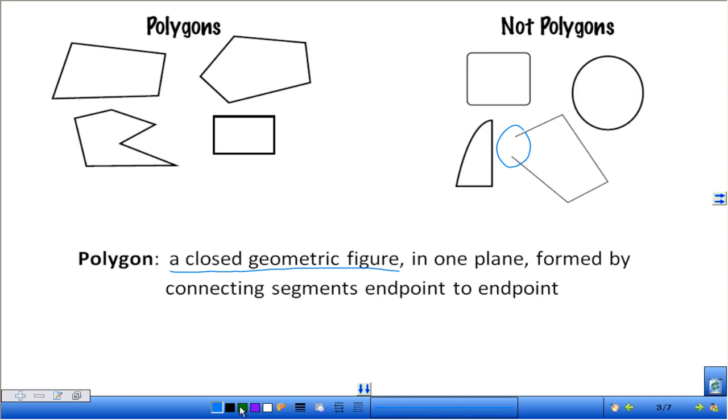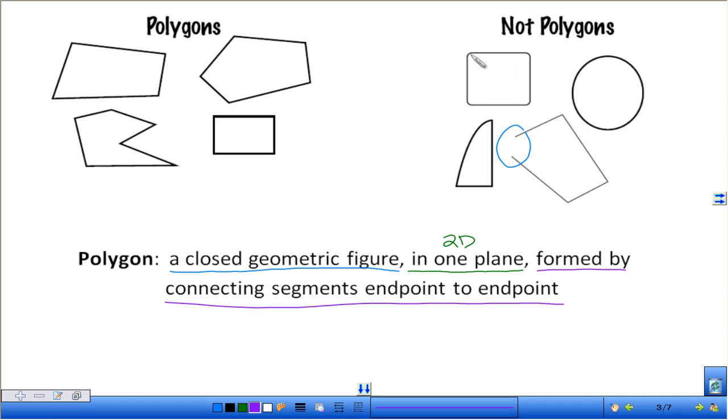The second part of it, in one plane, means that it's 2D. It means you could draw it on paper. So two-dimensional, in one plane. And then the last part of the definition is formed by connecting segments endpoint to endpoint. This is the reason why a circle is not a polygon. It does not have segments in here. It's a circle. Okay?